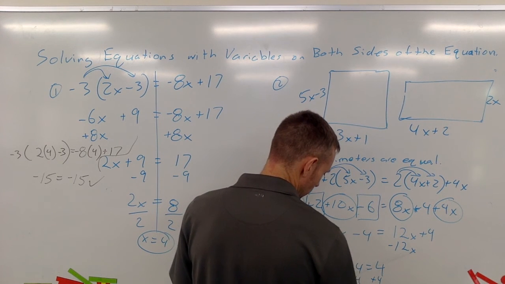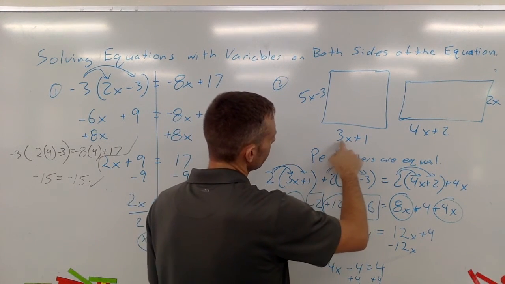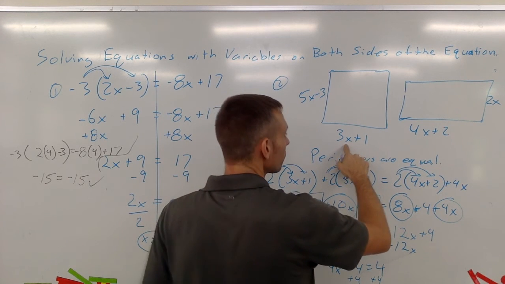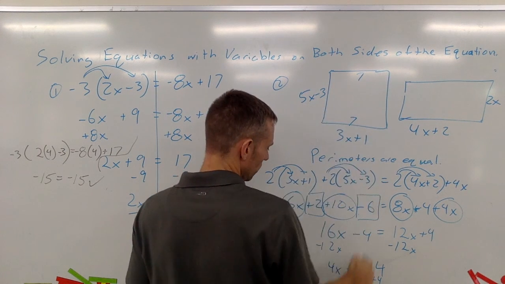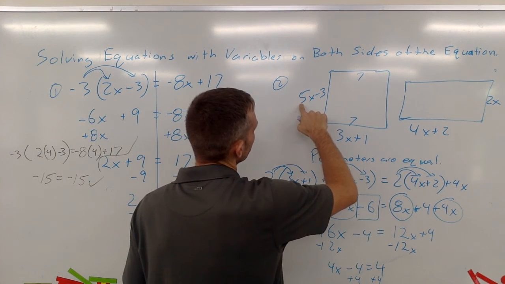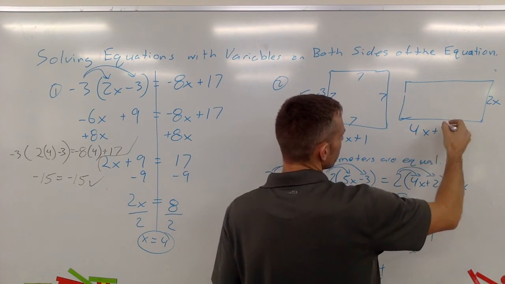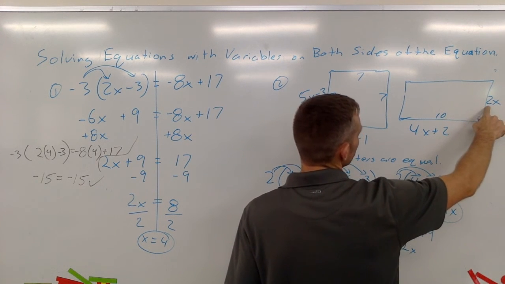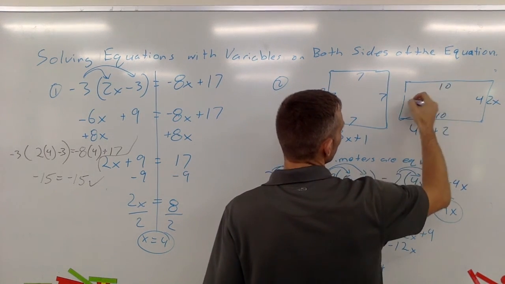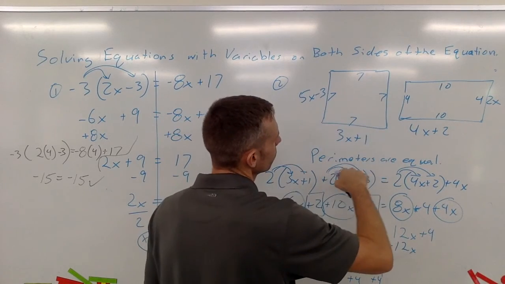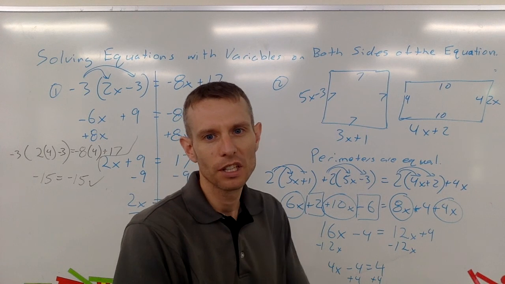So I should be able to put 2 in for x here and get 3 times 2 is 6. 6 plus 1 is 7. So this is 7 by 7, and 2 times 5 is 10, 7 and 7, right? 2 times 4 is 8, plus 2 is 10. 2 times 2 is 4. That gives me 4, 10, 10, 4, 4. So that adds up to 28. This adds up to 28. Both of the perimeters are equal. And we found out what x is.